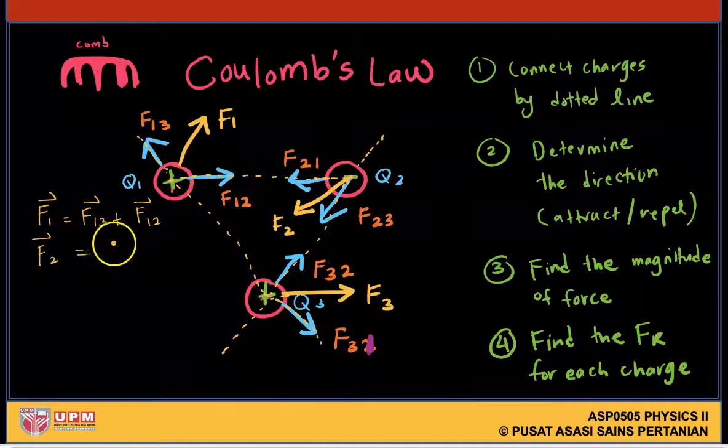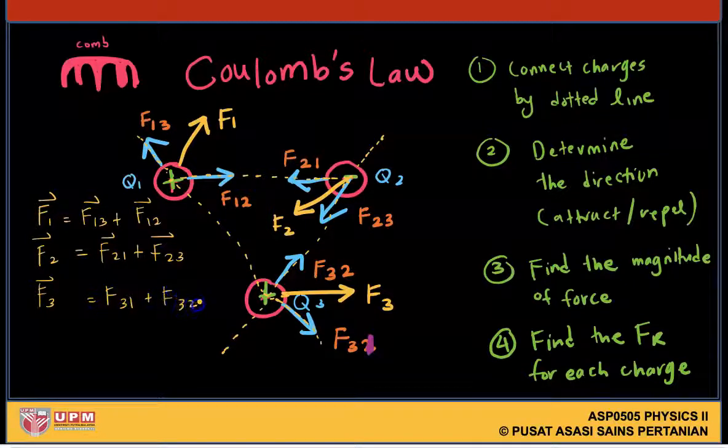So the same thing that we should do is F21 plus F23. So that's my equation. And F3 is F31 and F32 vector. Now vectors have magnitude and direction.